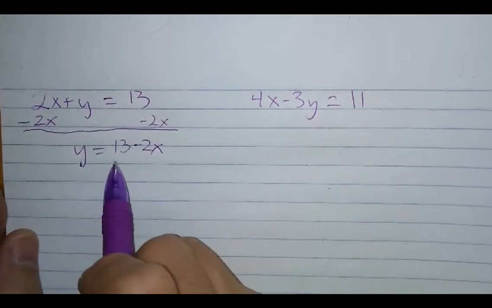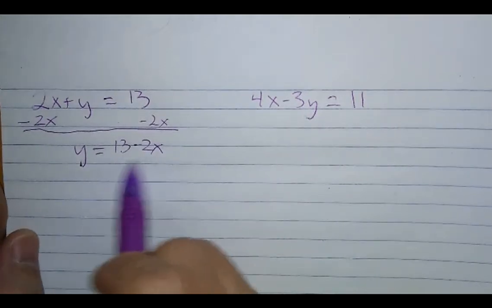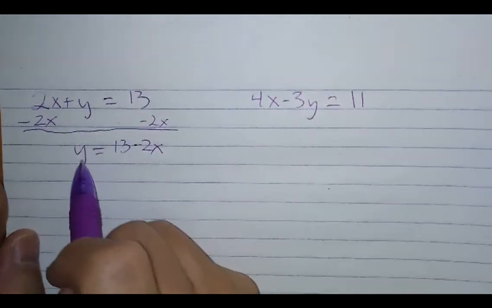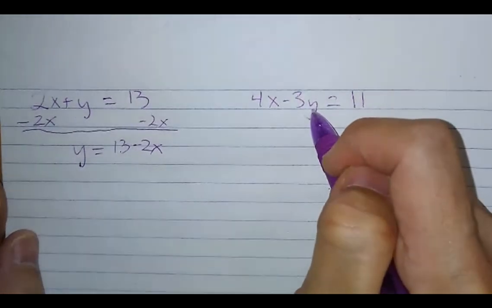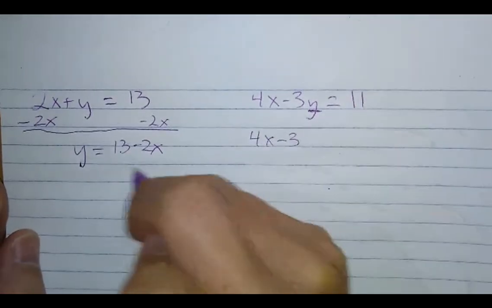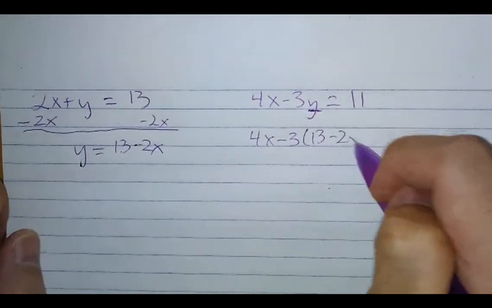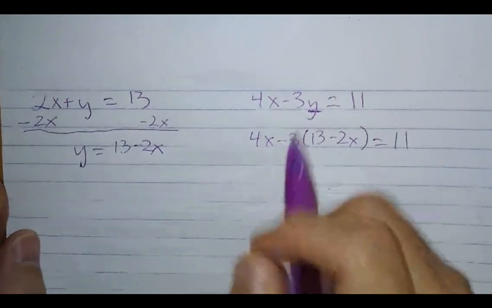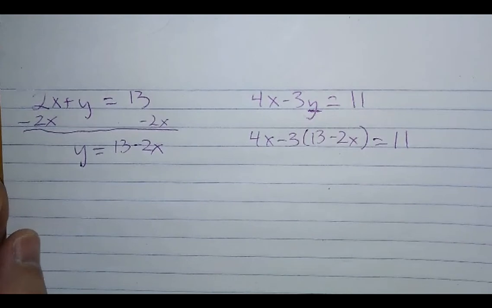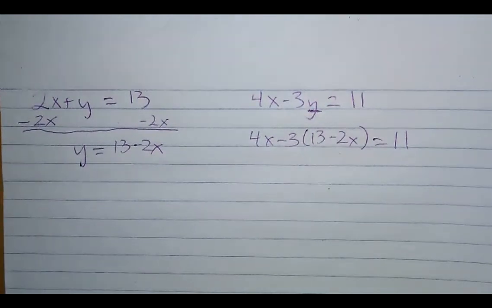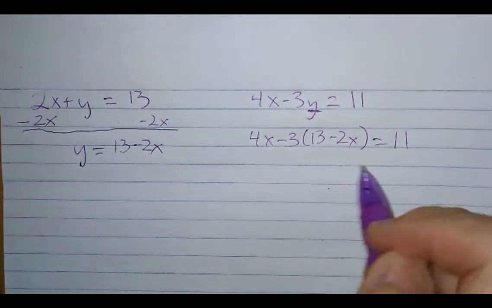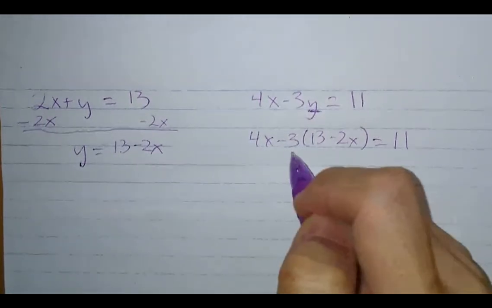Now, second step, we are going to take this expression and replace it into the second equation in place of this y. Okay, so we're substituting. In place of y, we're going to replace it with 13 minus 2x. Everything else stays the same. So 4x minus 3, and in place of y, we put 13 minus 2x. Okay, now that we've replaced y with 13 minus 2x, the entire equation has just one variable. Now we can start to solve.